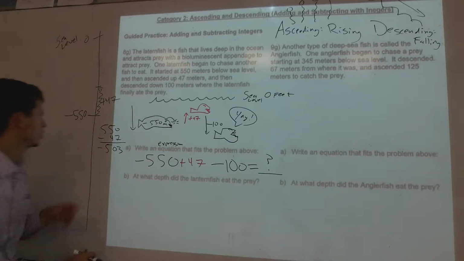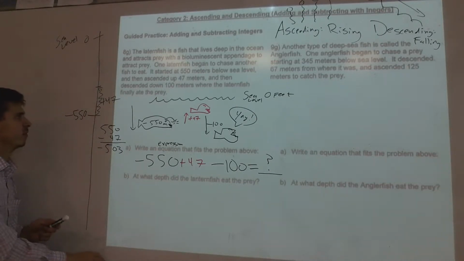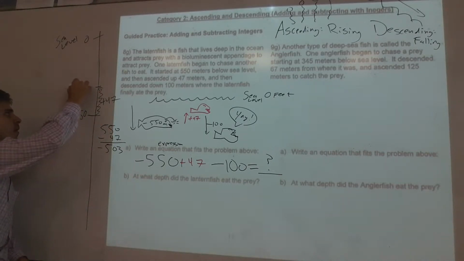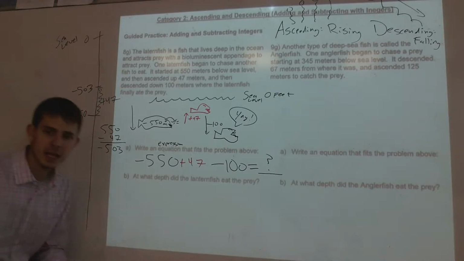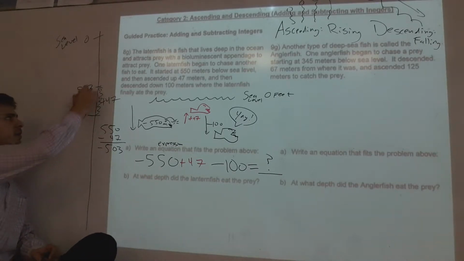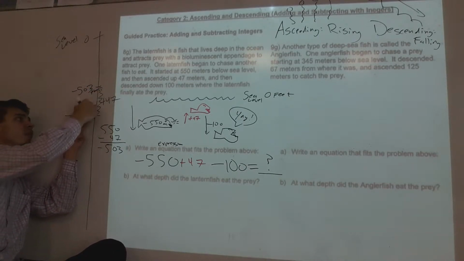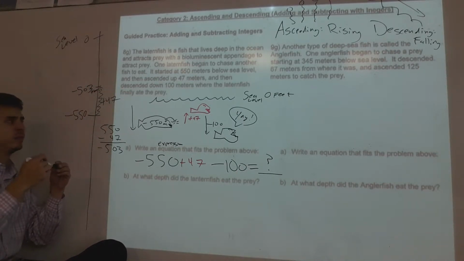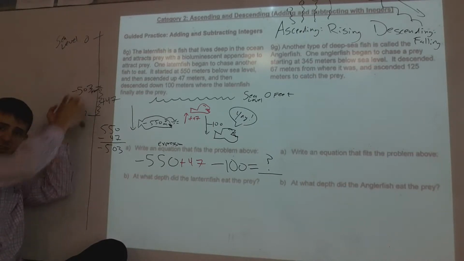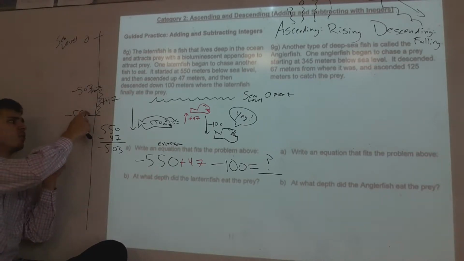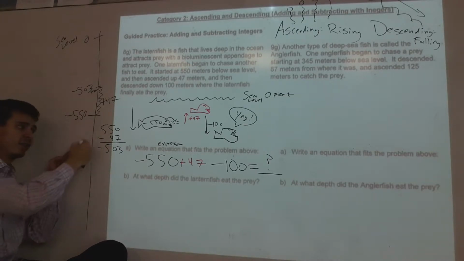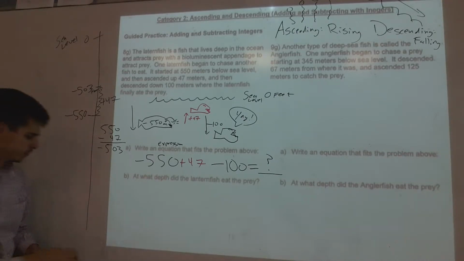I'm a little bit at a loss for words here, but we're at negative 550, and we're going to go up 47 spaces. And that's going to leave me at negative 503 feet. We're adding 47, so it's going to be 47 greater than negative 550, which means the negative has got to be smaller than this one. If I ended up with negative 597, I know that number is smaller, so I went in the wrong direction.